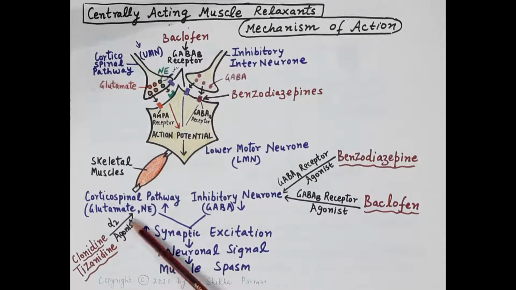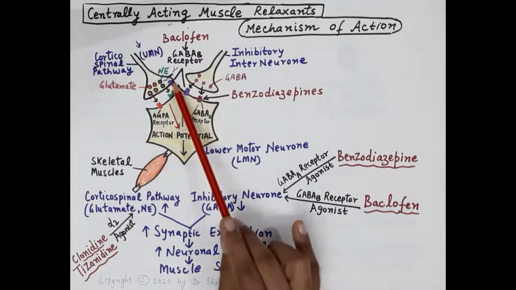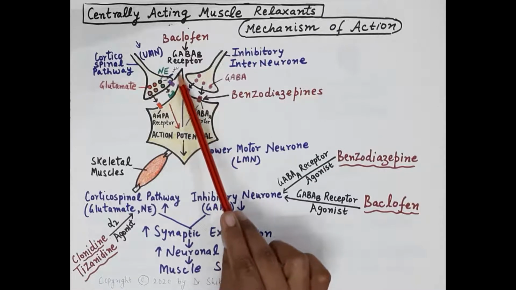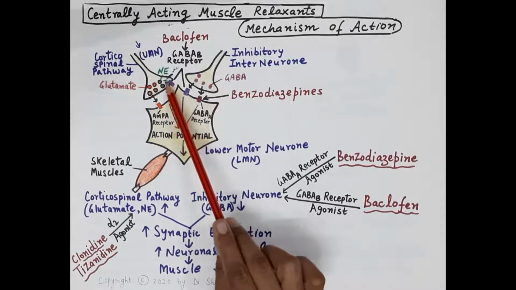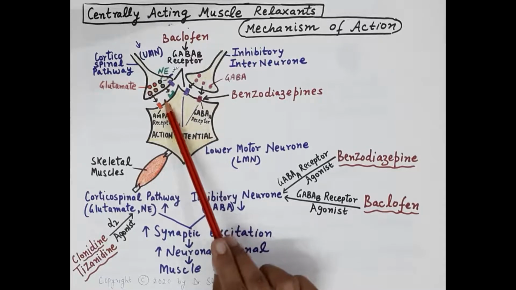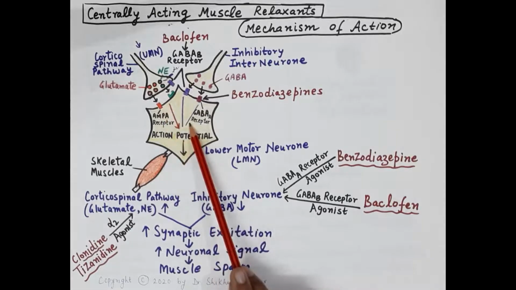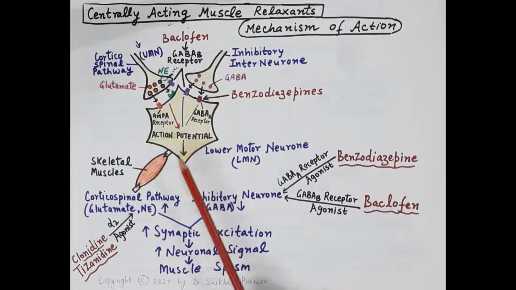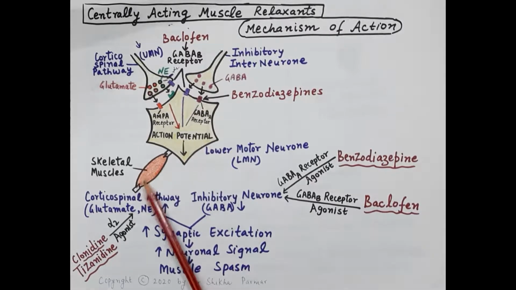Another important category of drugs are the alpha-2 agonists, for example, clonidine and tizanidine. Now these drugs are alpha-2 agonists. They bind to alpha-2 receptors, and they cause reduced release of norepinephrine. Reduced release of norepinephrine is responsible for the reduced stimulation, or inhibition, of lower motor neuron, and inhibition of this neuron is responsible for the relaxation of skeletal muscles.